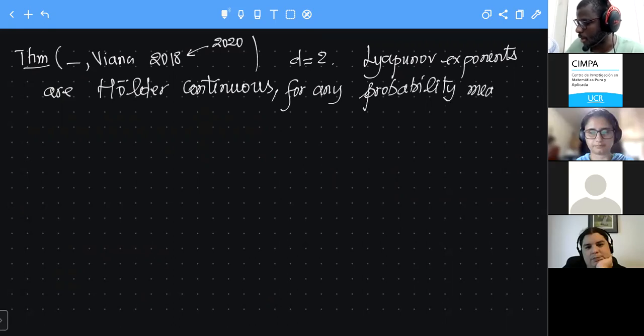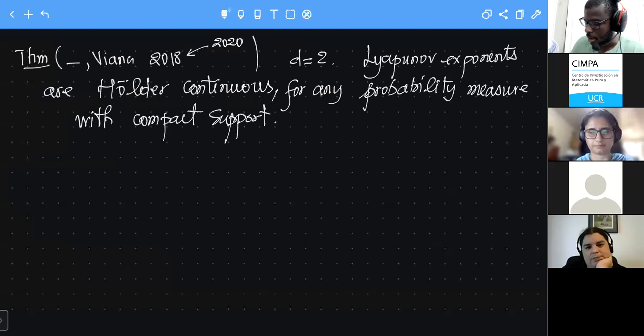Okay, so this is very important. If the support is not compact, you cannot. There is a result by Adriana Sanchez, who is here, and Marcelo, that says that if the support is not compact, you cannot get continuity even. The best thing you can get is semi-continuity. So in this situation, you have to assume compact support.